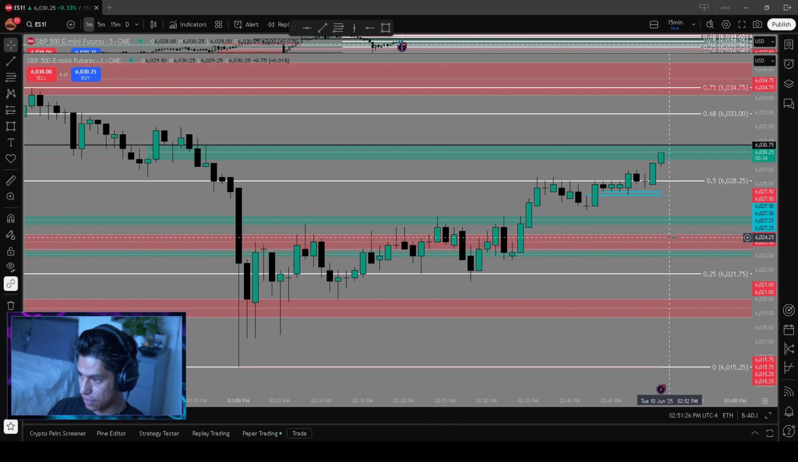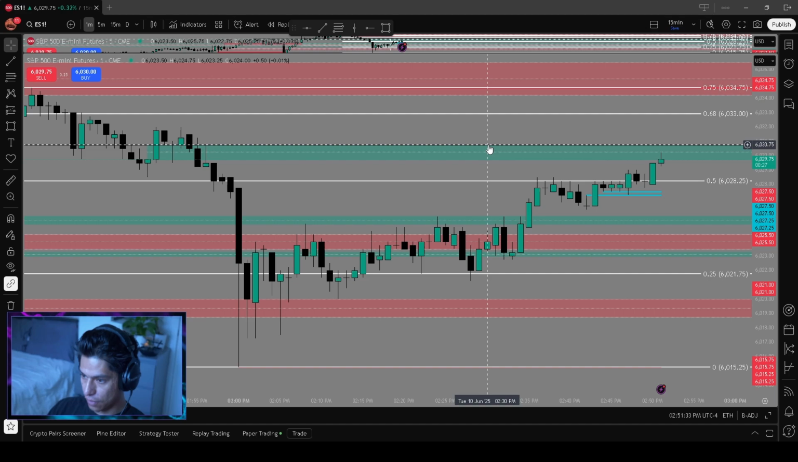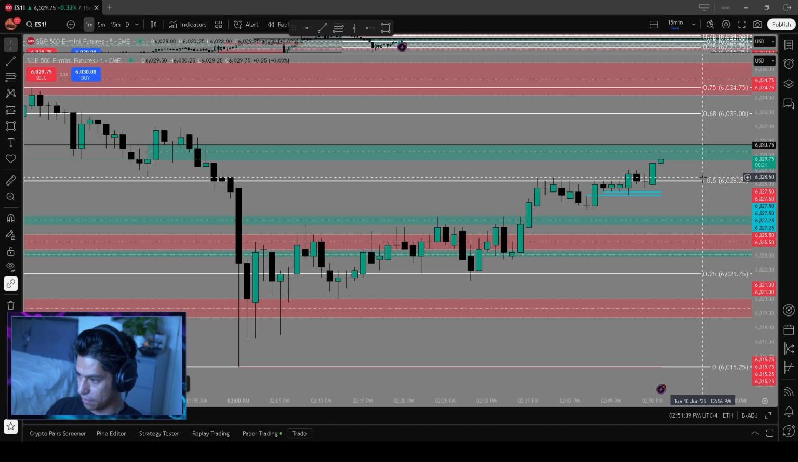But we are reaching into that first presented fair value gap in the afternoon range. And then we did have old relative equal highs on this black line right here at 6,030.75. So right here, I just really want to observe and see what price does.